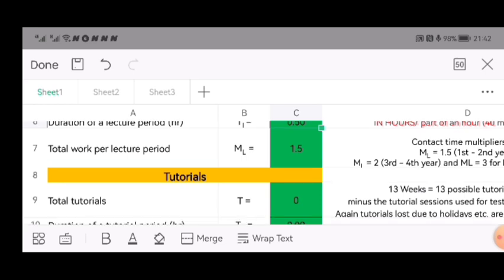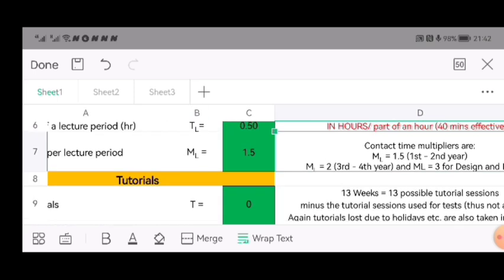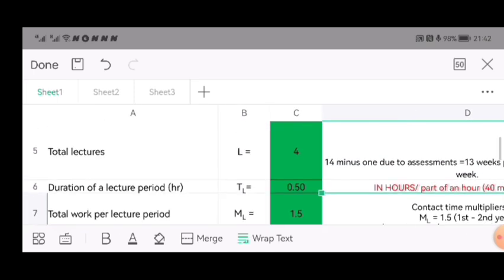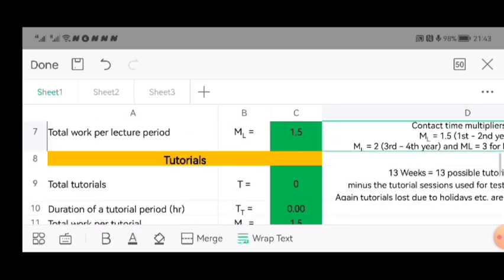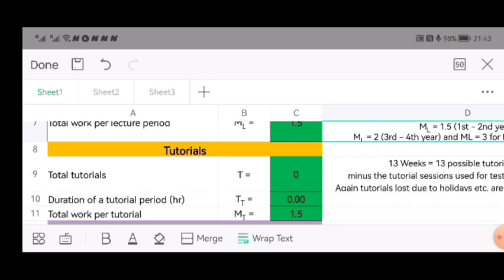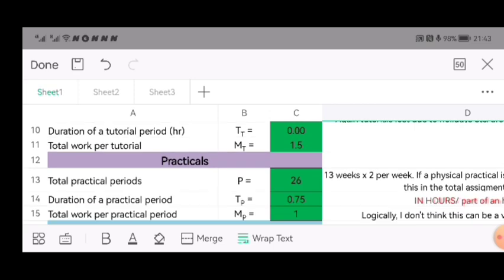For the total work, you can see it equals 1.5 for first and second year. So we leave it that way. That is at an entry level. And tutorials, we will do none.